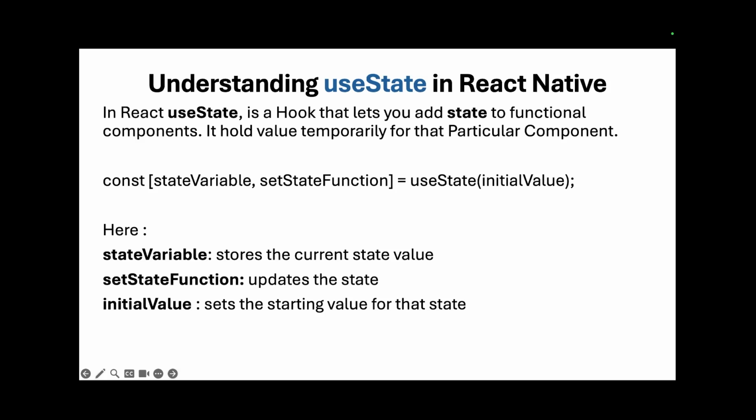For example, a counter having an initial value: whatever we have specified will be the current value. For example, if the initial value is 0, the current value will be 0. The set state function updates the state. For example, if we want to increase the counter by 1, we use this function with counter plus 1, so it updates the state. And the initial value sets the starting value for that particular state.